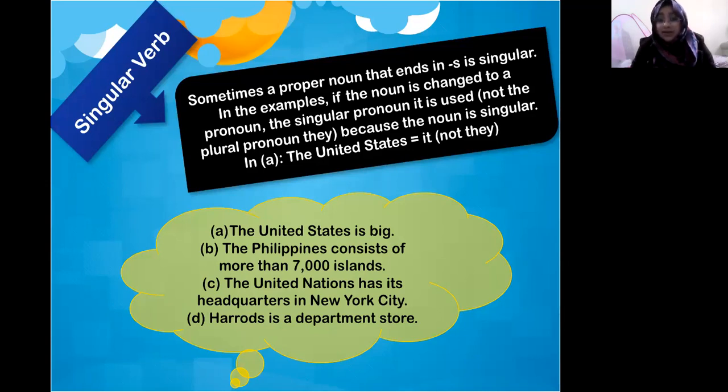The Philippines consists of more than 7,000 islands. So again, Philippines sounds plural since it is a collection of places, so it is always written in plural, but it takes a singular verb. The same way, the United Nations has its headquarters in New York City. So again, United Nations has, we will not use have, we will use a singular verb. Okay. Harrods is a department store. We will not say Harrods are a department store.